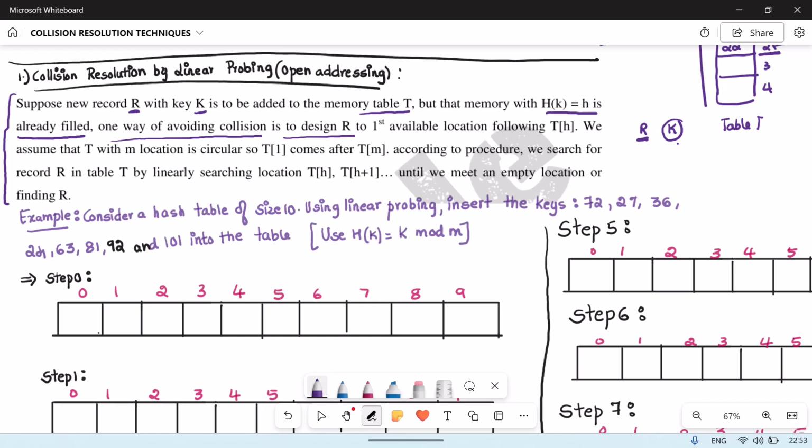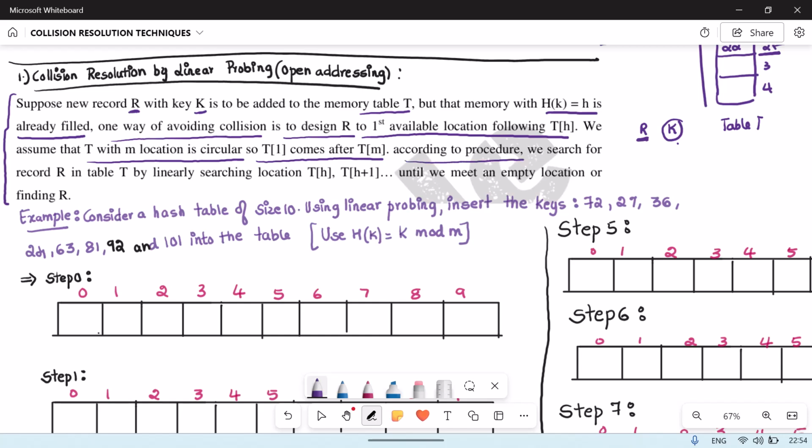One way to avoid collision is to place R in the first available location following T of H. We assume that the table T with M locations is circular, so T of 1 comes after T of M. That means, for example, when the hash table size is 5, the indexes will be 0, 1, 2, 3, 4, right? So after 4, if you want to insert one more element, you will have to go back to 0. It's like a circular list.